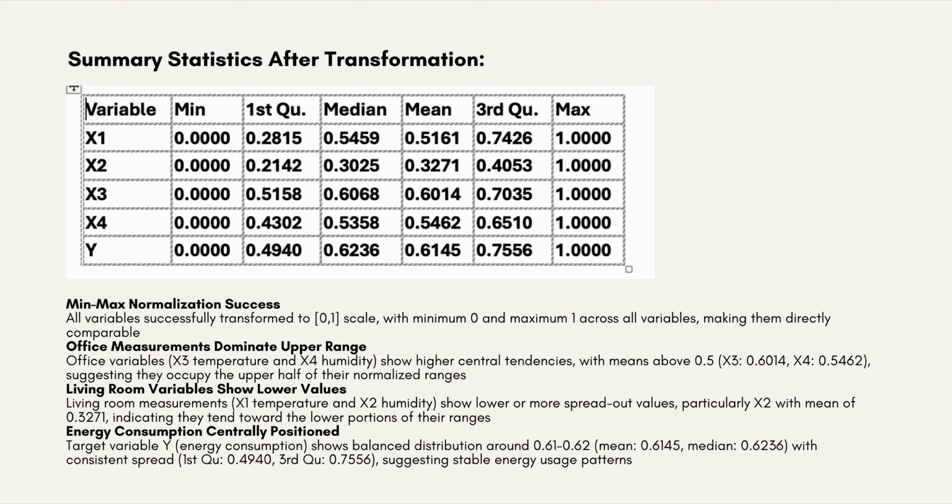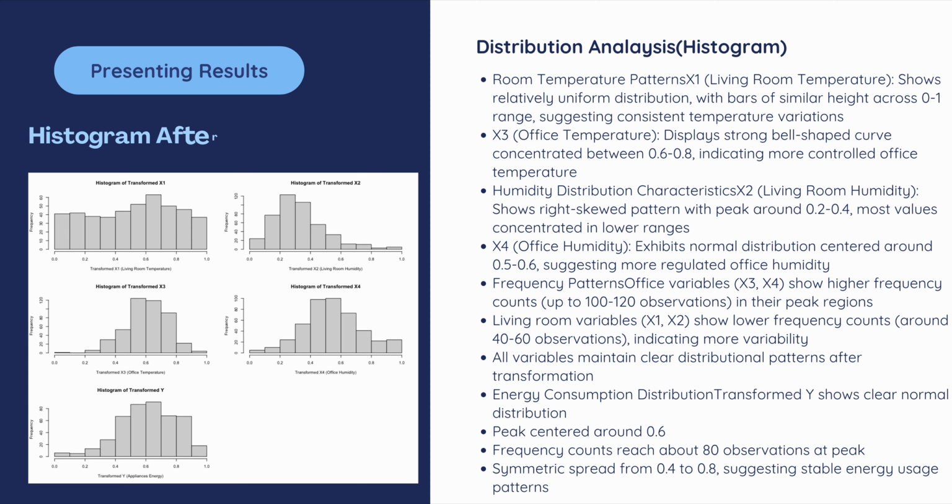After transformation, office measurements showed higher central tendencies, while living room variables displayed lower, more spread out values. The energy consumption remained centrally positioned at 0.61 to 0.62.